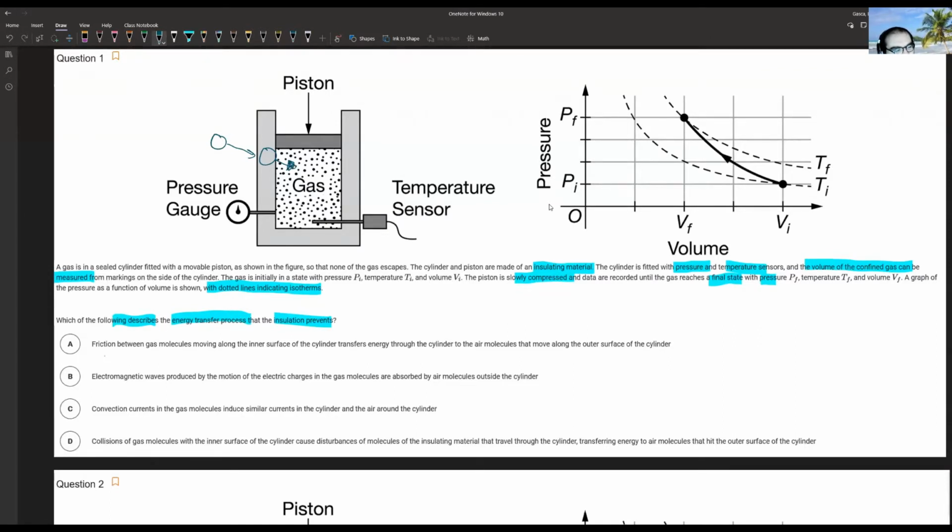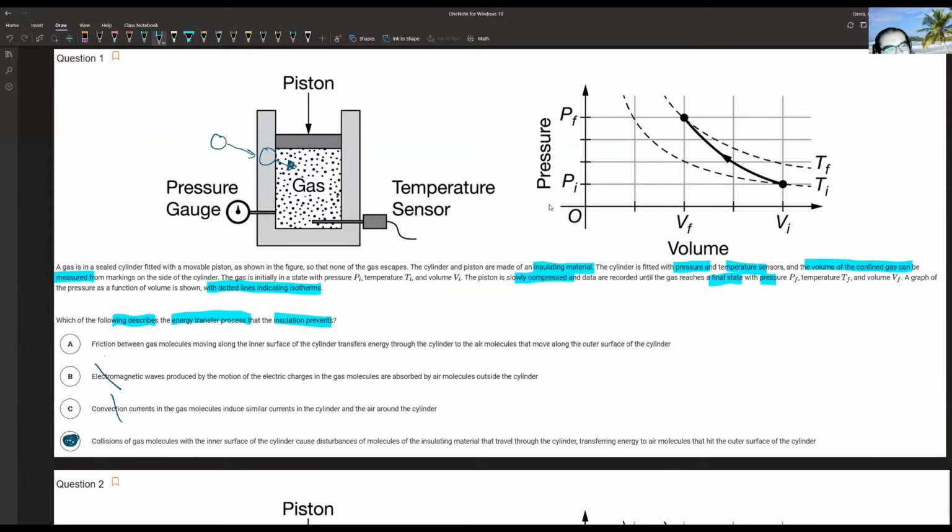And so the same thing here, we're not going to concern ourselves with electromagnetic waves produced by the motion of electrical charges. Convection currents, because it is sealed, that won't be the case. And then, so our best answer choice here is going to be D. Collisions of gas molecules with the inner surface of the cylinder cause disturbances of molecules of the insulating material that travel through the cylinder, transferring energy to the air molecules that hit the outer surface of the container.